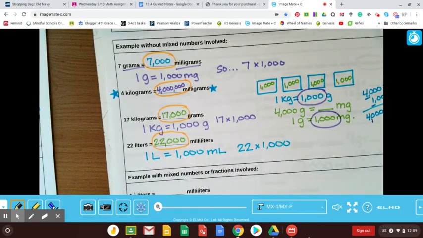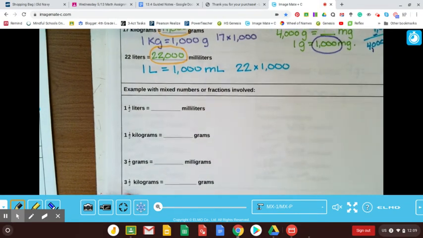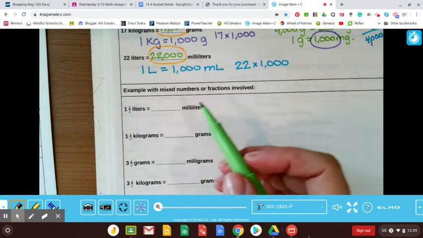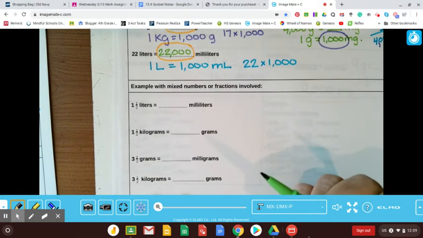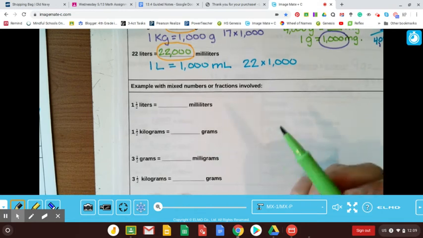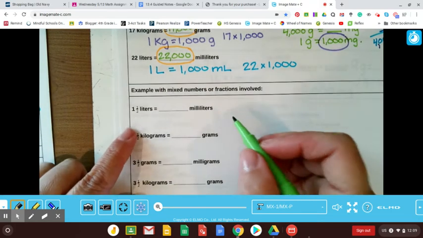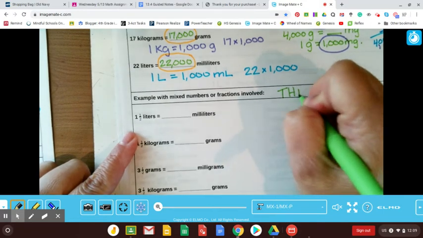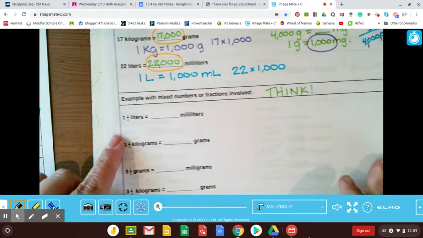I'm just going to go back and circle my answers here. All right, now it's time to do it with some mixed numbers, some fractions involved. Same thing that we've been doing. We're just multiplying. But some of these you can solve in your head. It doesn't always have to be a formula. You don't always have to multiply out your fraction, change it to an improper. I mean, you can, and it works every time. But sometimes it's also just helpful to think. So I'm going to write that up at the top. Think. Just think about it first, because you might not even need to do any math.